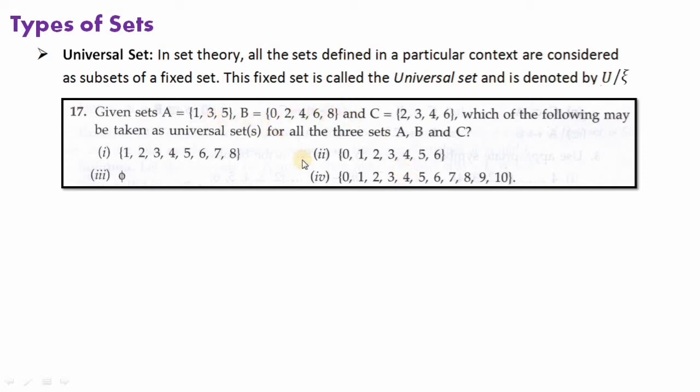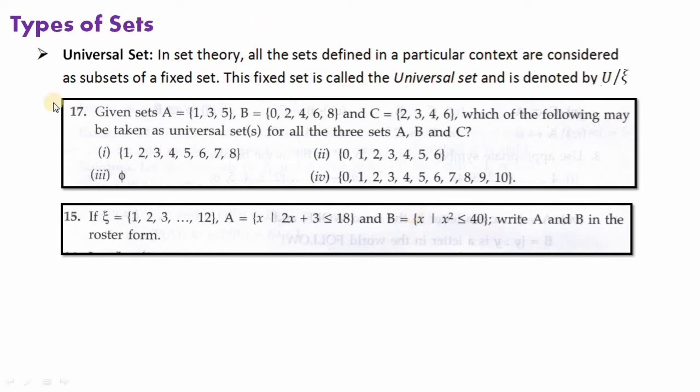Okay, so we have 1, 3, 5. Yes, 1, 3, 5 is there. 0, 2, 4, 6, 8: 0, 2, 4, 6 and 8 all are there. 2, 3, 4, 6: so 2, 3, 4 and 6 are there. So A is also contained in this set, B is also contained in this, and C is also contained in this. So this fourth one acts like the universal set for these three given sets. I hope the thing is clear to you. Alright.